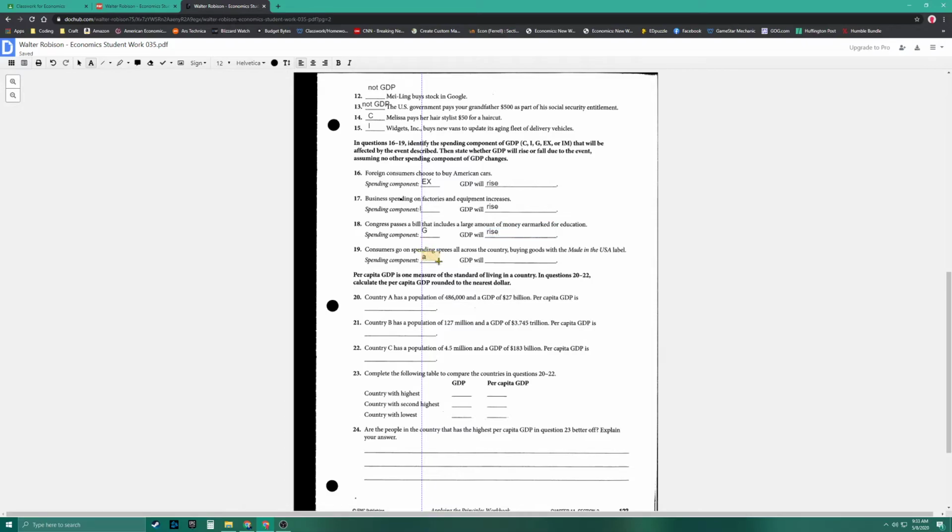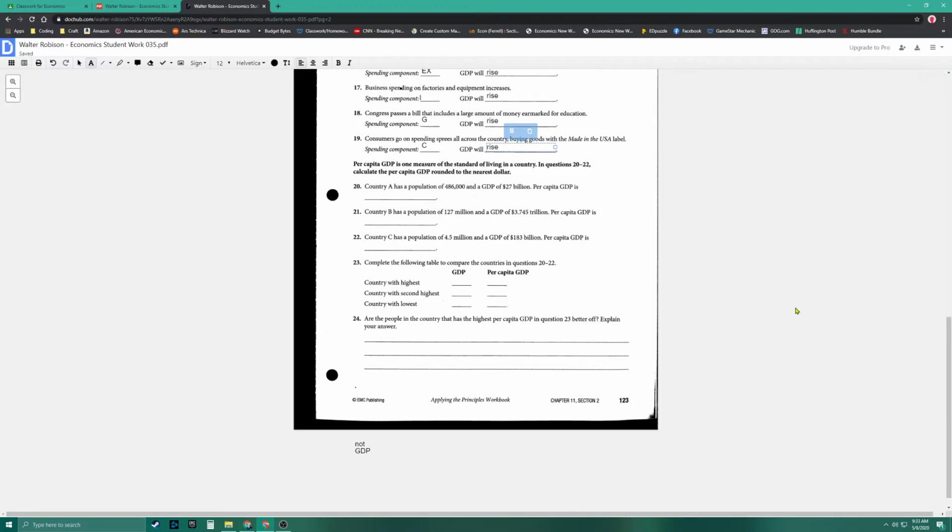All right. Consumers go on spending sprees all across the country, buying goods with the Made in the USA label. Okay. So this is C because consumers are doing it. And since they're buying goods here in the United States, that means GDP is going to rise. All right. Now, per capita gross domestic product is one measure of the standard of living in a country. It's not the only one, but in questions 20 to 22, calculate the per capita gross domestic product rounded to the nearest dollar.